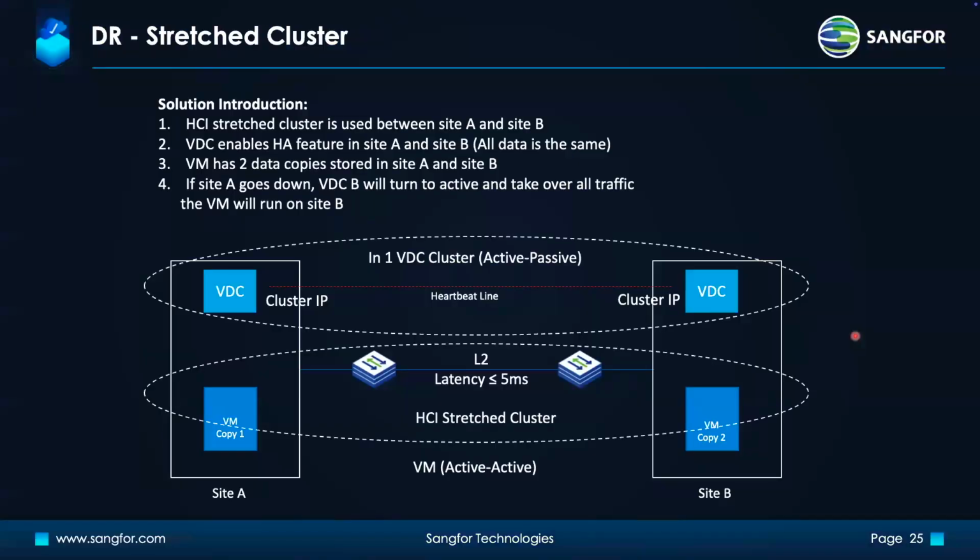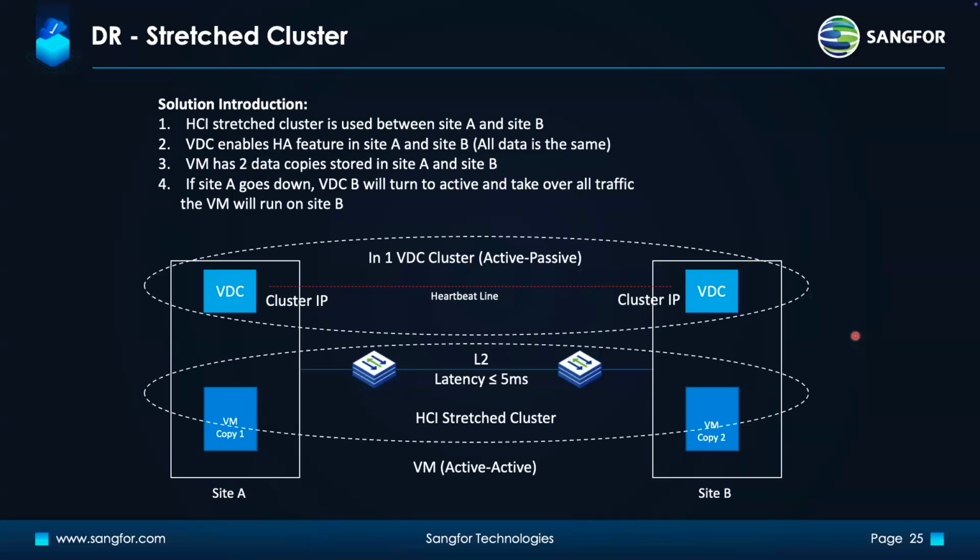Now, how does the VDI DR look like? VDC is our management component. It is basically an appliance that is built on top of our hypervisor. In the active cluster, you will have VDC on site 1 and VDC2 on site 2. Both will act as active passive. In case one of the sites goes down, the VDC running on site 2 will become active.